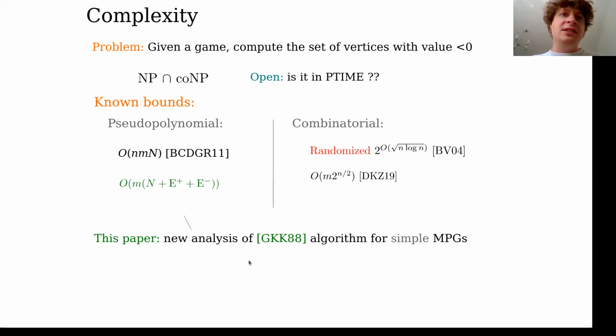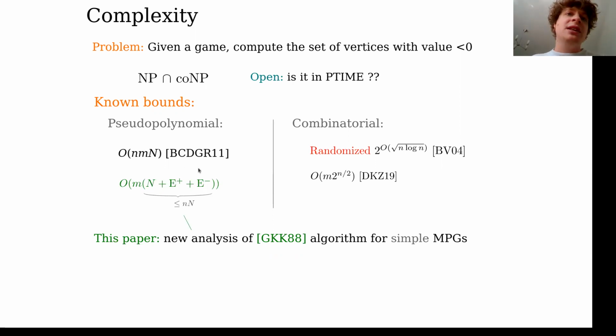So with this analysis, we will get some new bounds. So we will have an improved pseudo-polynomial bound. I say that it improves the bound of BCDGR because this term here is always smaller than n times n. So what is this term actually? n is the largest absolute value of the weight.